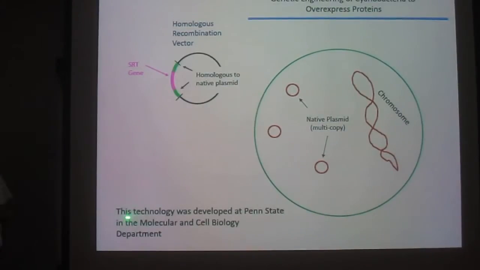Turns out this technology was developed by Don Bryant at Penn State, and it's considered to be the highest protein expression system yet developed for algae or cyanobacteria.